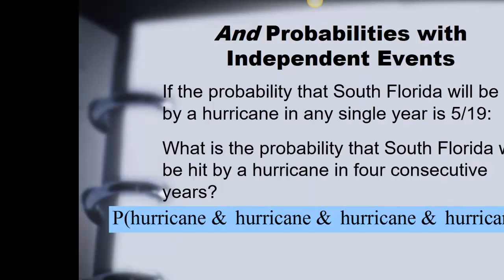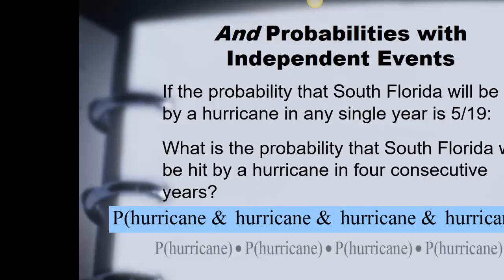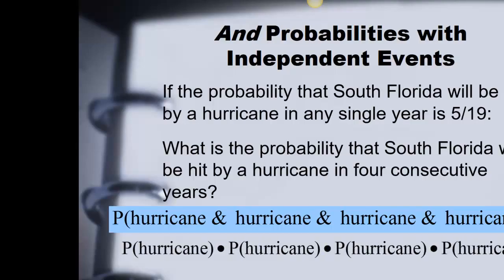As we set up our equation, we're looking at P of hurricane times hurricane times hurricane times hurricane. We're going to multiply, the word and. So we're multiplying 5 over 19 4 times. And we have 625 over 130,321, which as a decimal is 0.0047.